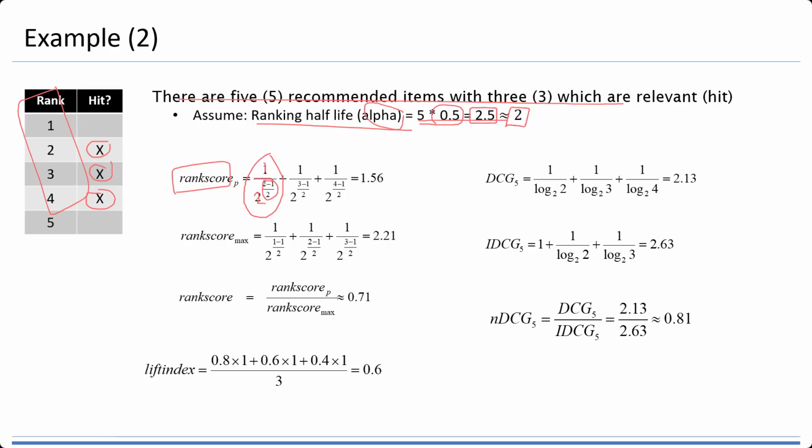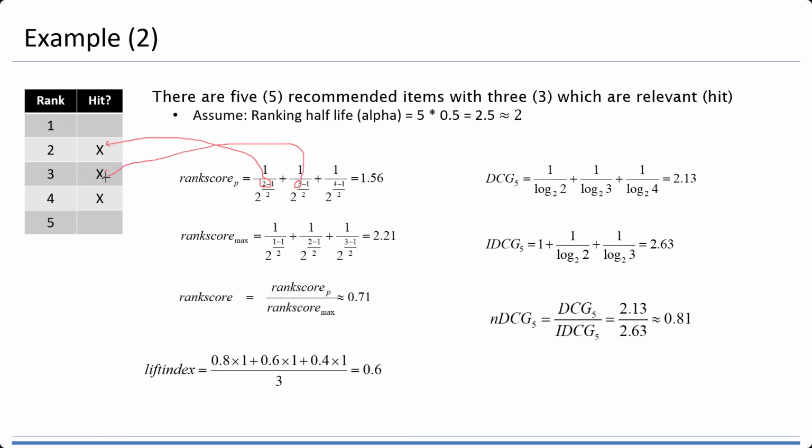2, this one means this is the rank number 2. This is the rank number 3. And this is the rank number 4. Okay. So we get the rank score is 1.56.